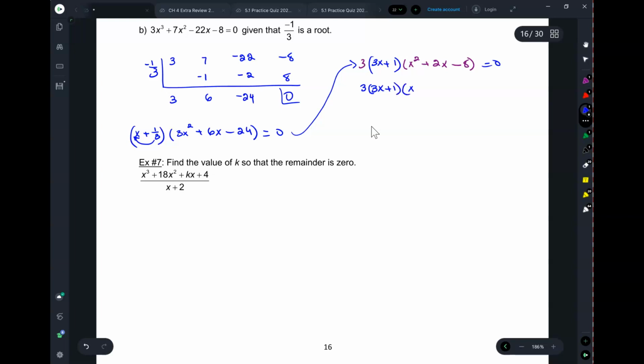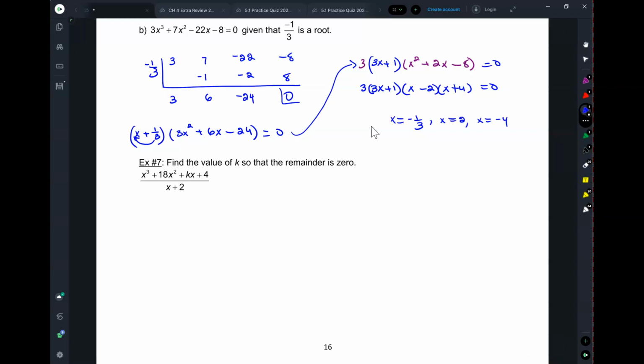So how is that going to factor? x plus 2, x minus 4, nope, other way. x plus 4, x minus 2. So x is negative a third, 2, negative 4.